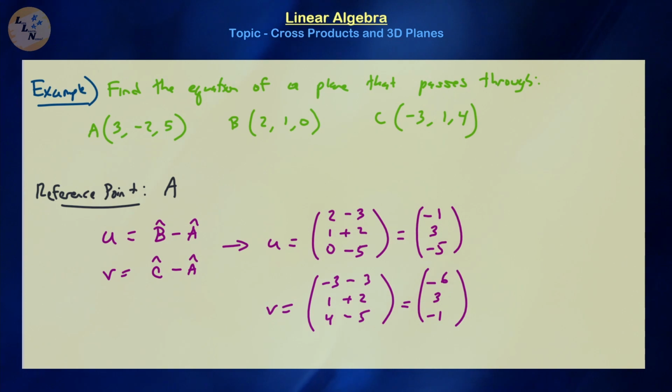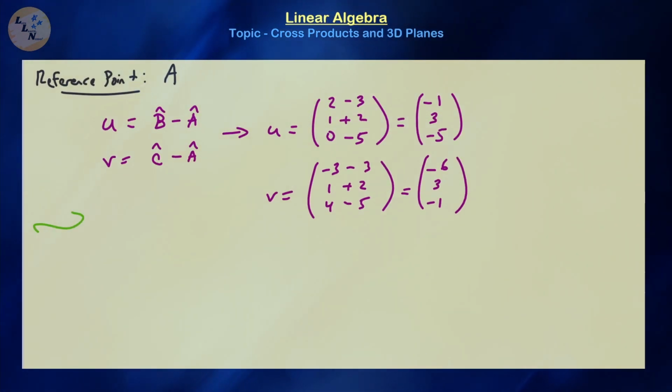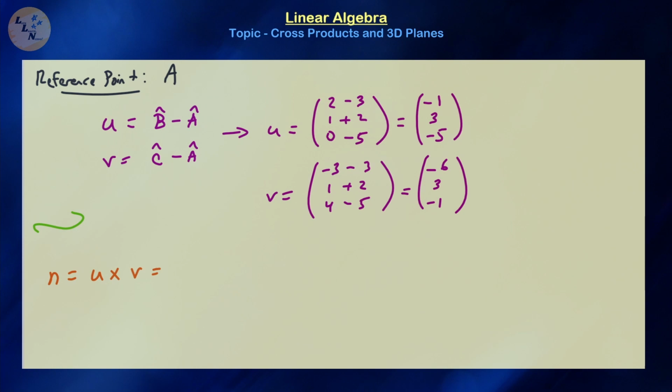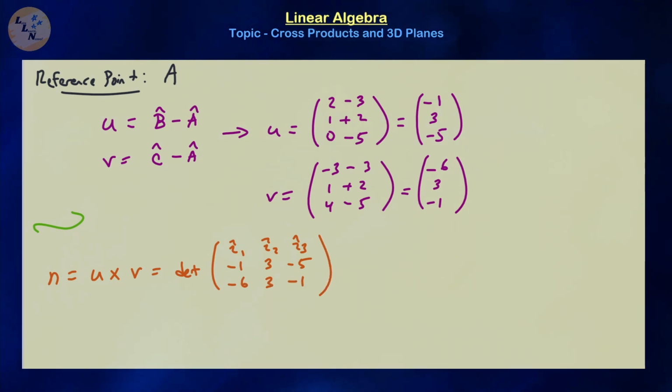Now I'm going to look for the cross product between u and v, and that's going to give us n, which is the first major component for our equation. So n is going to be the cross product between u and v. And remember, that's going to be equal to the determinant of our standard vectors i1, i2, i3, and then u, negative 1, 3, minus 5, and then v, minus 6, 3, minus 1.